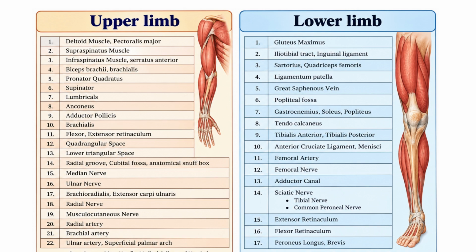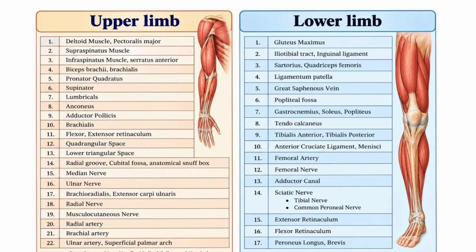Coming to the femoral artery, it is a continuation of the external iliac, enters via the femoral triangle, and at the midpoint of the inguinal ligament it is palpable. Femoral nerve from the lumbar plexus supplies the anterior thigh muscles. It has anterior and posterior divisions. Saphenous nerve is a branch of the femoral nerve.